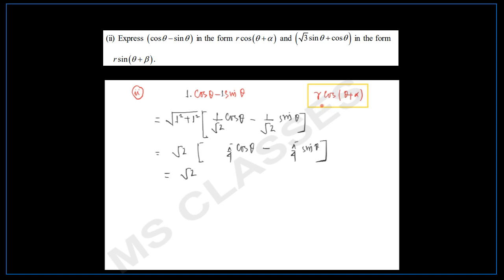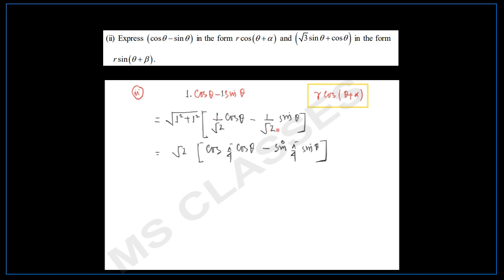So if it is in terms of cos, children, listen carefully. Both should be in terms of cos or both should be in terms of sine. So here I take cos pi by 4. Why? Here 1 by root 2, here 1 by root 2. Okay?